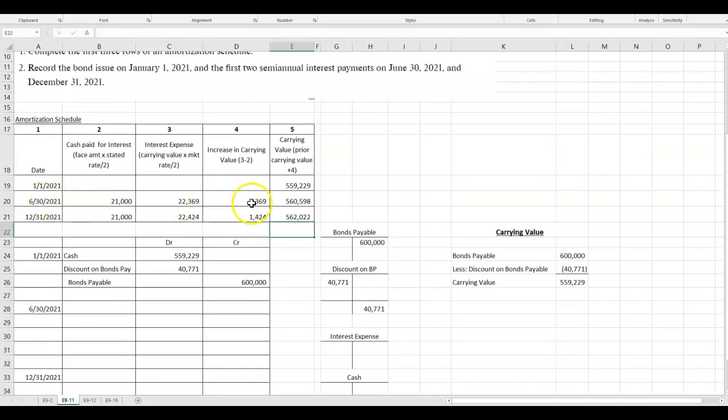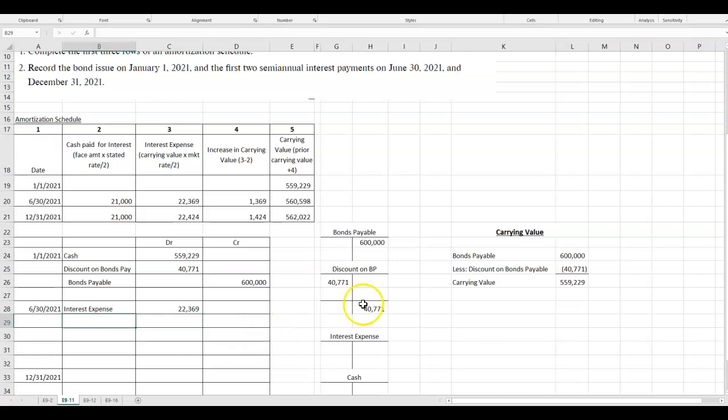So now that we have this table, we can do the journal entries for the interest expense. On June 30th, we have interest expense, and that would be this number, 22,369.